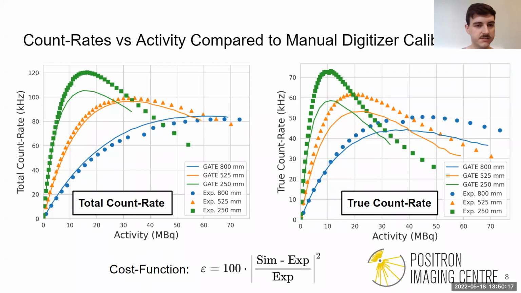So we're looking at the total count rates on the left and the true count rates on the right. And the cost function that we're going to define to compare how closely our simulations are matching our experiment is simply the absolute percent difference between these two curves, squared. The squared term is there only to more harshly penalize simulations that perform worse than others. This helps the optimizer find the optimum values much quicker than if it were simply a linear relationship.